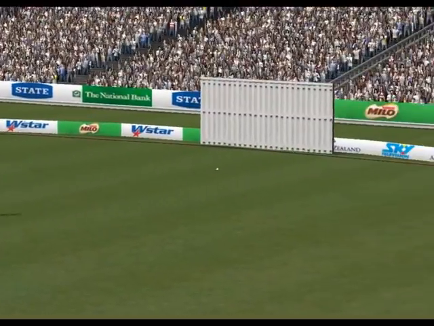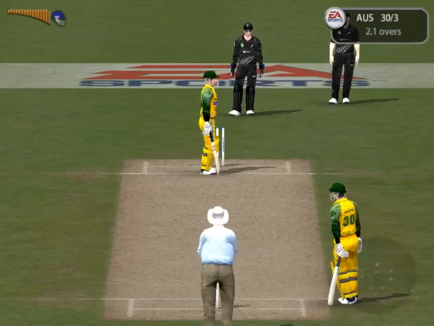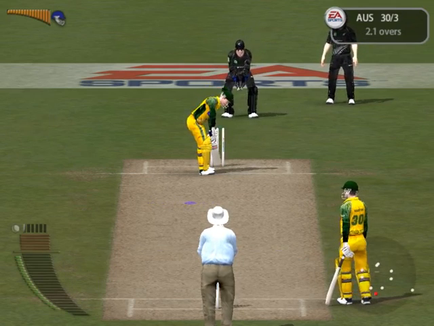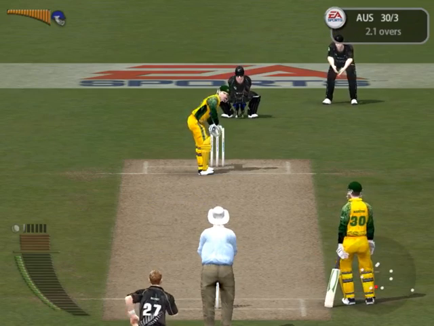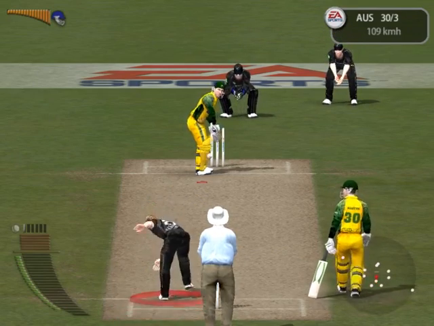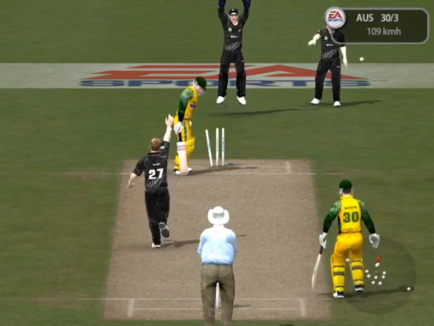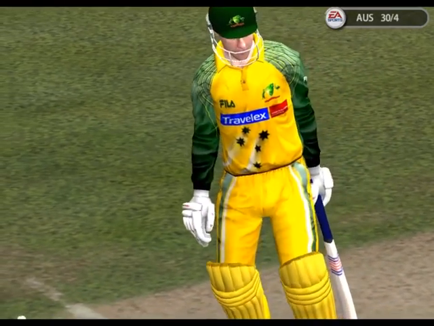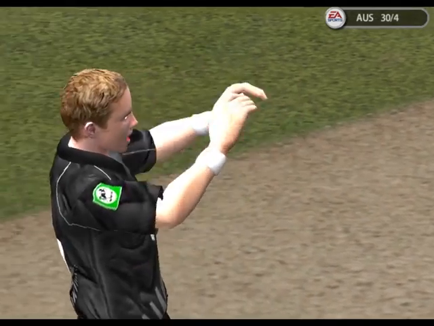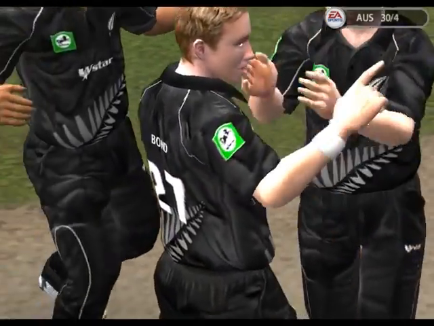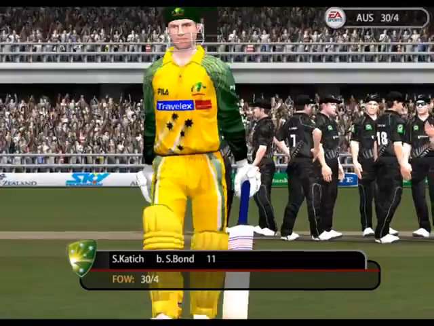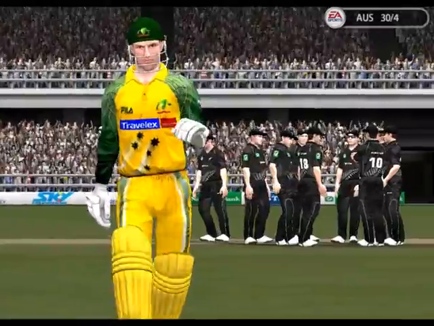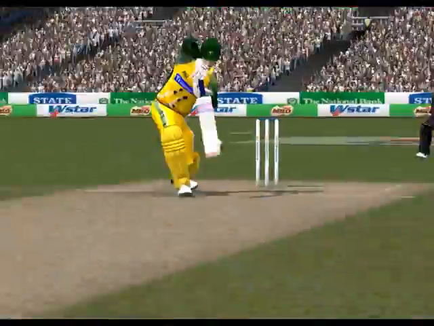Kadich facing. Bond has done him and shattered the stumps. What a cracking delivery. It went straight through. Bond gets his third wicket. Kadich scored 11 runs from 0 balls. This was how the wicket fell.